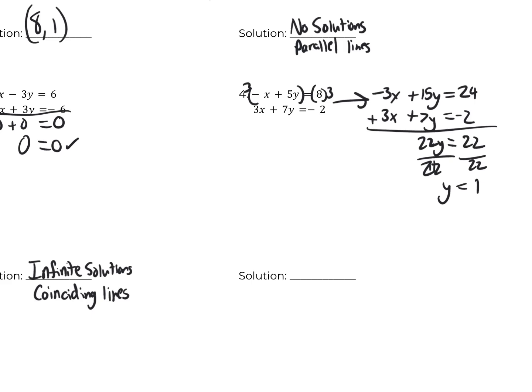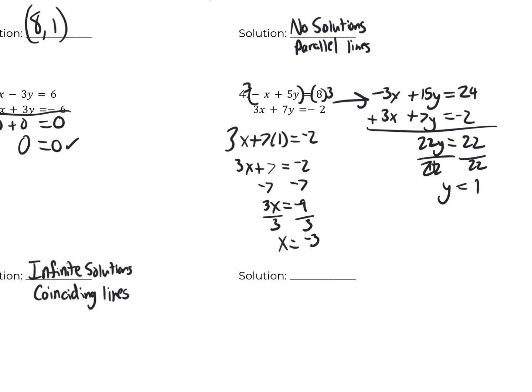So now we're ready to plug that back into one of my original equations. So 3x plus 7 times 1 equals negative 2. So that's 3x plus 7 equals negative 2. Subtract 7 from both sides, you get 3x equals negative 9. Divide by 3, and x equals negative 3. So my solution is negative 3, 1. Remember, x always has to come first in the ordered pair. X will always be first.